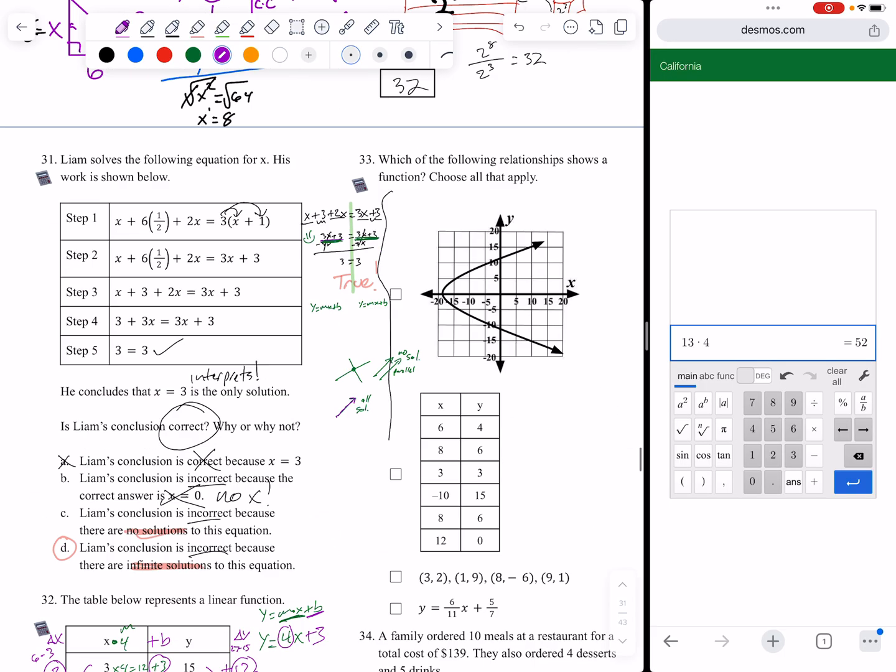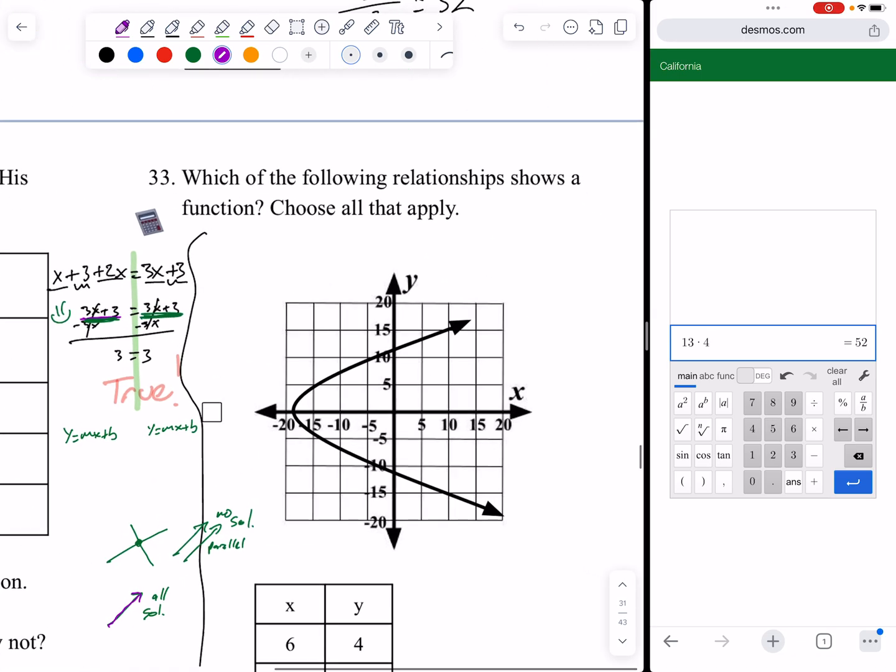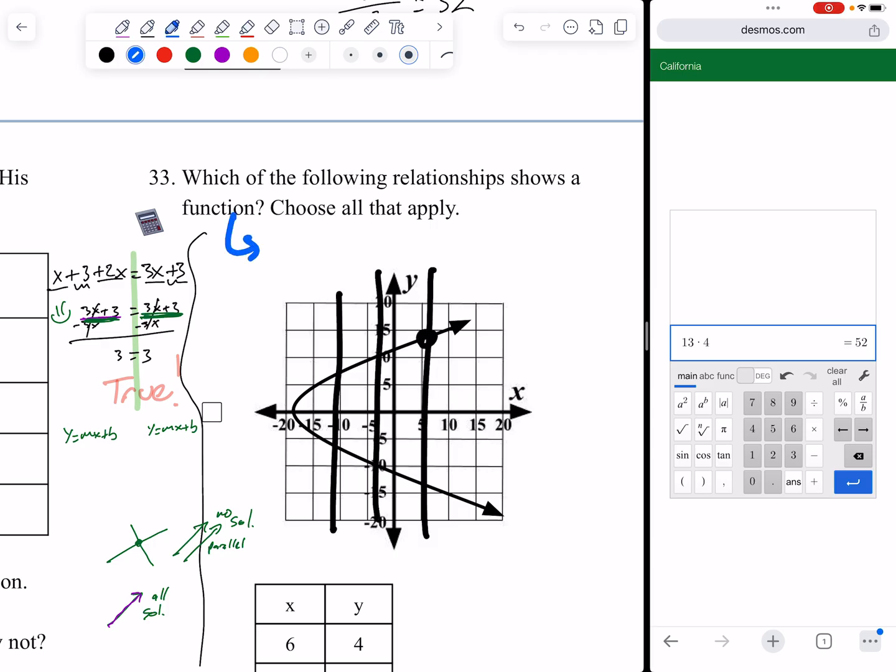Okay? All right. Which one of these is a function? So let's see. When you have a graph, you do the vertical line test. So one of the ways to know it's a function, basically every input, aka your x, has only one output. In other words, x's can't repeat.